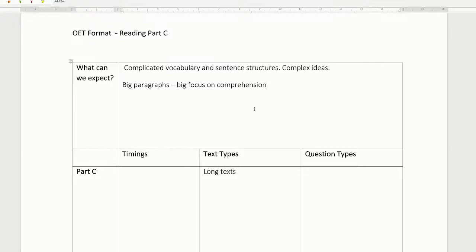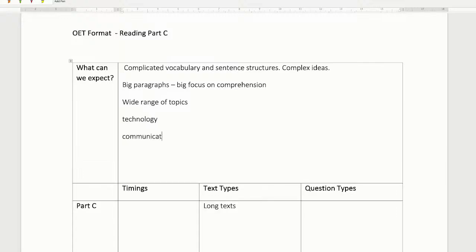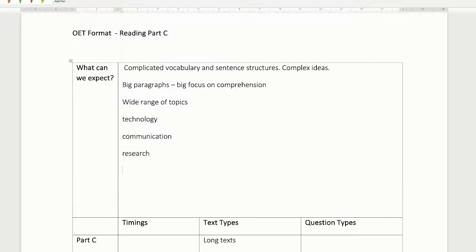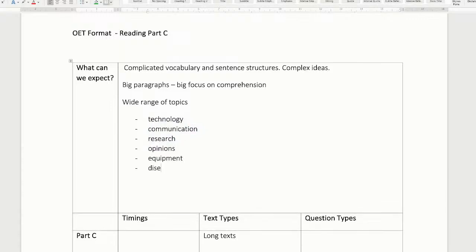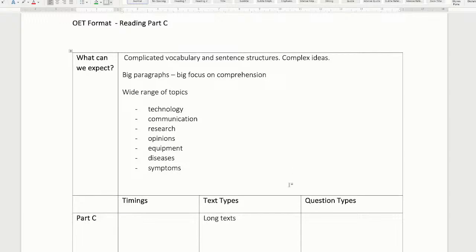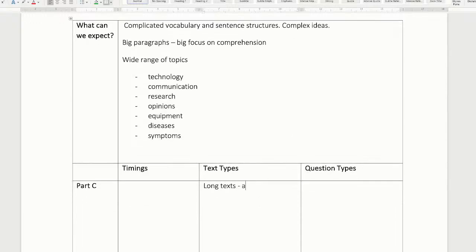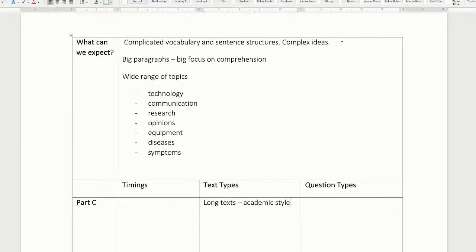Now, in terms of the topics that could be included, it's a wide range of topics. You might have things like technology, communication, previous research, opinions. All of these things, in fact, all of them could be included in the same text. Equipment, diseases, symptoms, everything you could imagine that's related to healthcare could be in these texts. They are academic style texts with a high register of vocabulary. Okay, that's what we can expect.